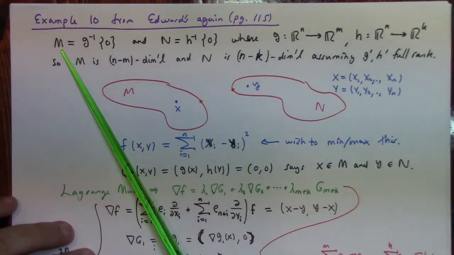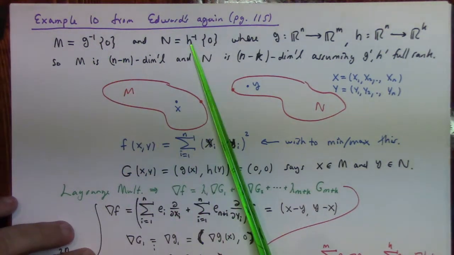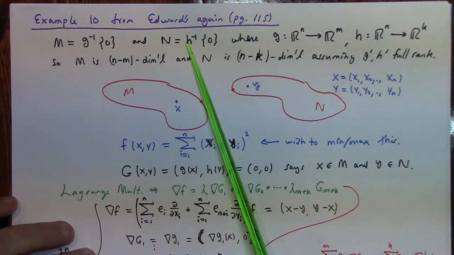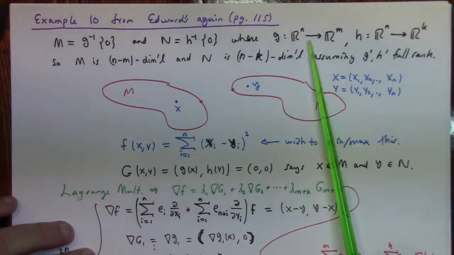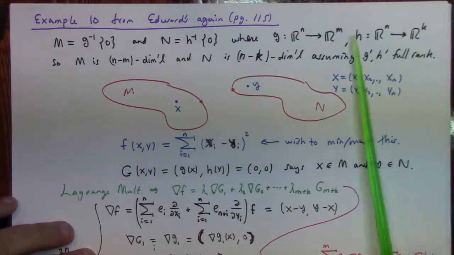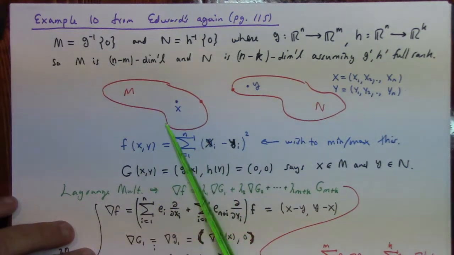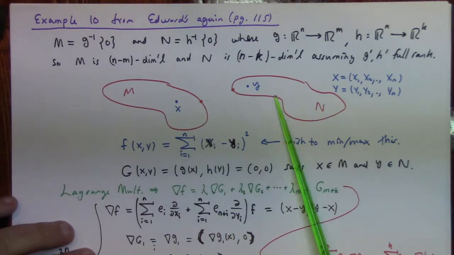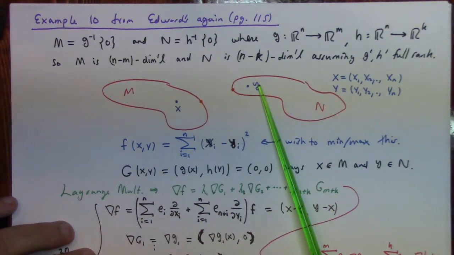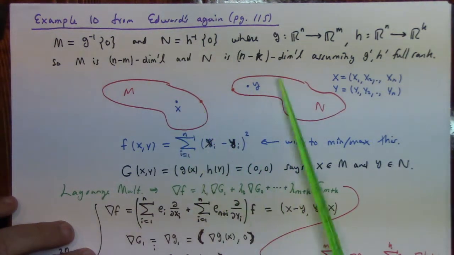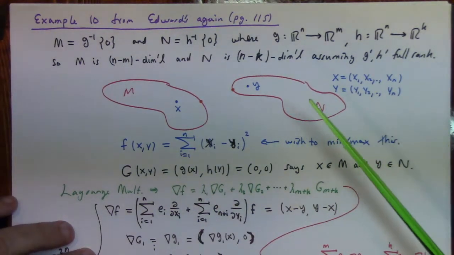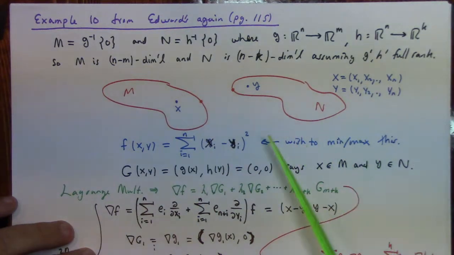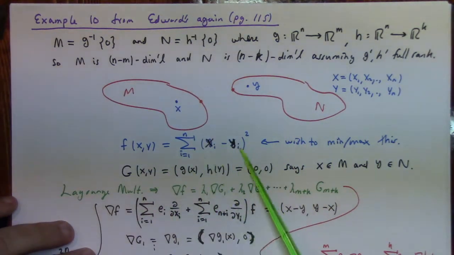So take a surface and another. This is an n minus m manifold, and this is an n minus k manifold. So we've got m constraints and k constraints, both in R^n. We're trying to find the two points which are closest on these. Make x a point in here, make y a point in here, so it makes it a 2n dimensional problem. And so you're trying to make, I messed it up, that's supposed to be x minus y, to stick with Edwards. So we want to make that as small as possible.